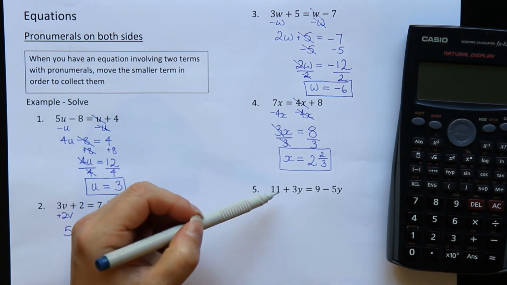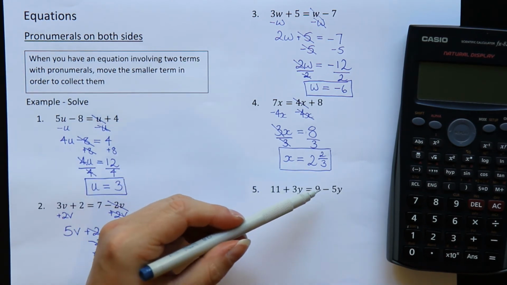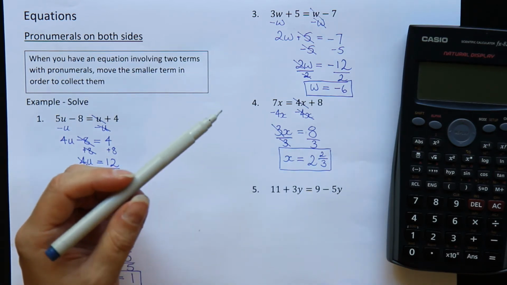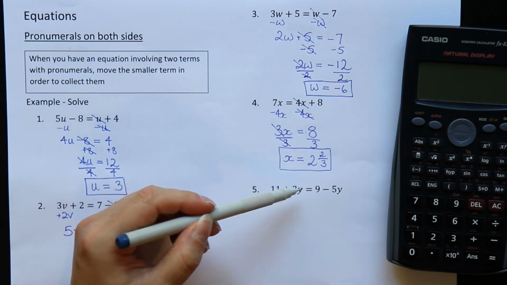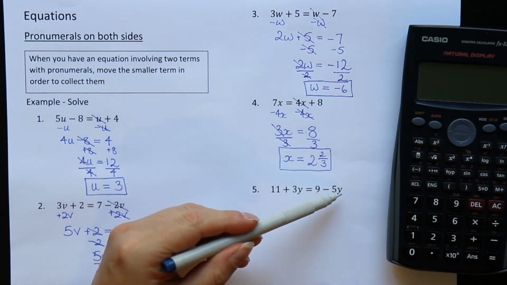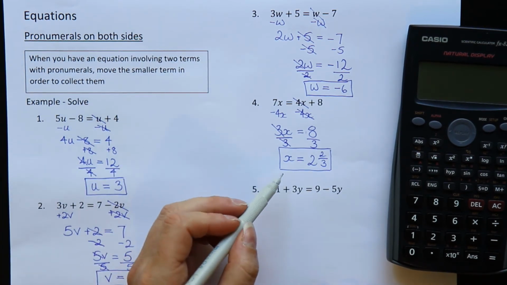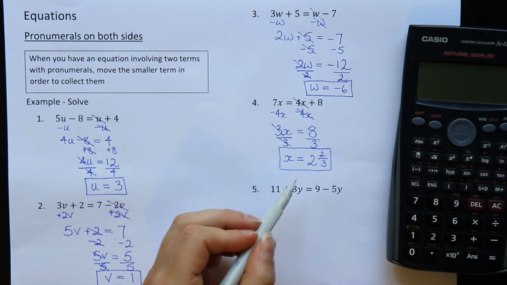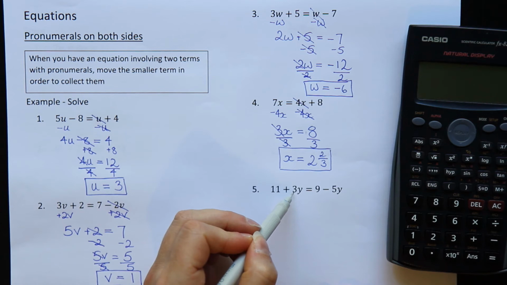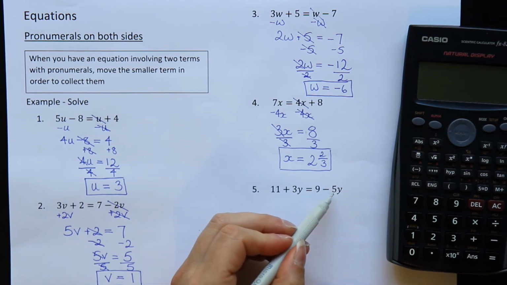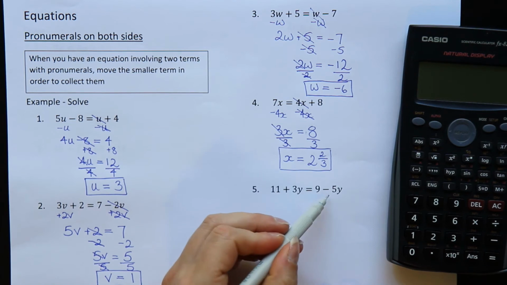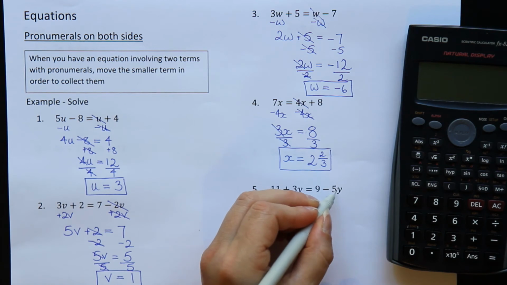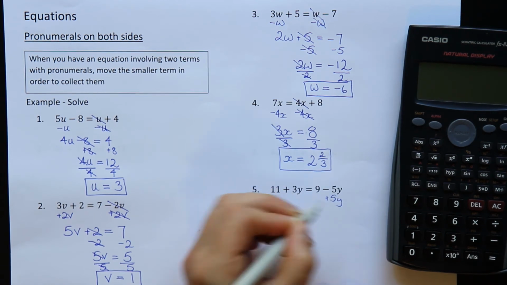Alright, question 5. 11 plus 3w equals 9 minus 5. Did I say w? Should be y. Let's say that again. 11 plus 3y equals 9 minus 5y. Alright, which is smaller, 3y or minus 5y? Well, if you just said 3 and 5, then you would think that 3 is smaller. But because this is a negative, 5 is actually smaller than 3. So this is the better one to move. Okay, so the opposite of minus 5y is to add 5y.